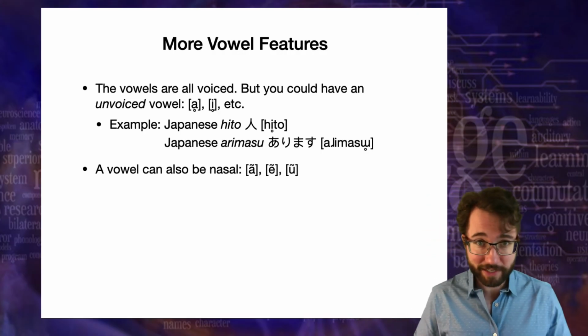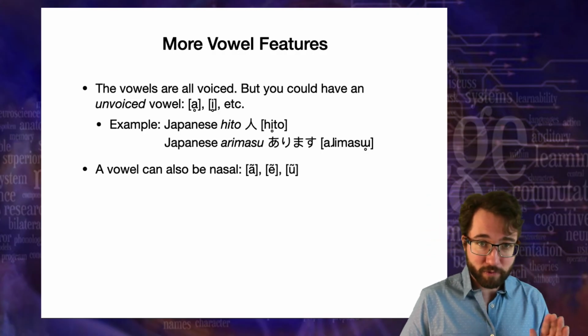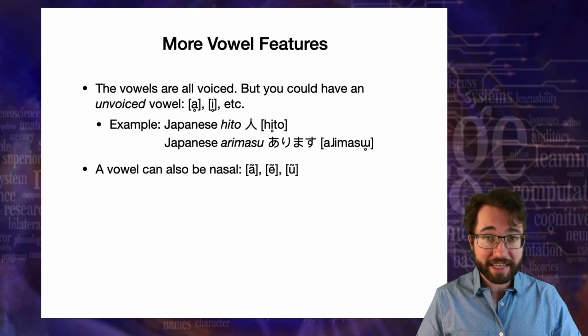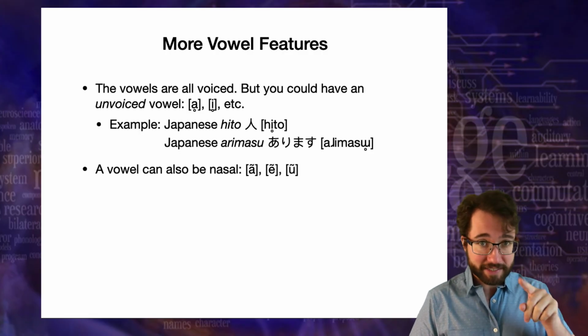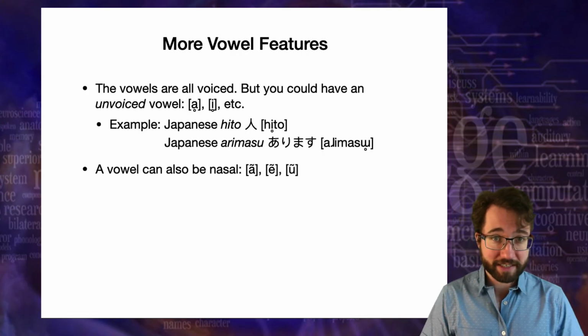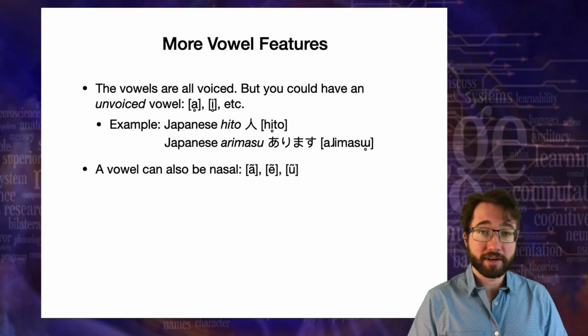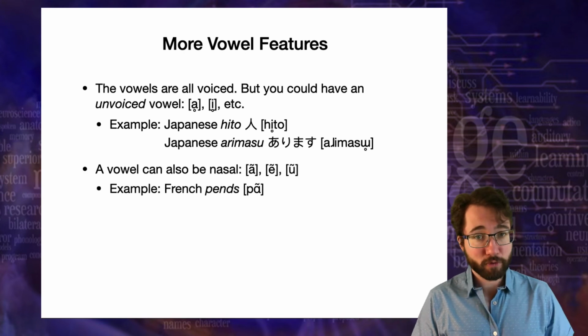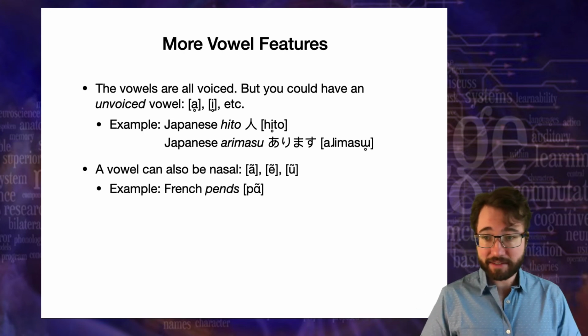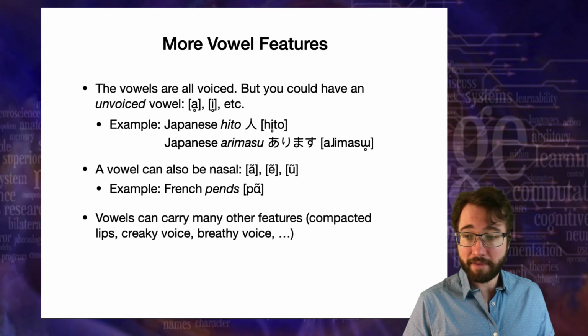You can also have nasal vowels. You can move your velum forward to allow air to go through the nasal cavity as you're articulating a vowel. These are indicated using a tilde over the vowel in the International Phonetic Alphabet. French famously has these sounds, for example the French word bon.